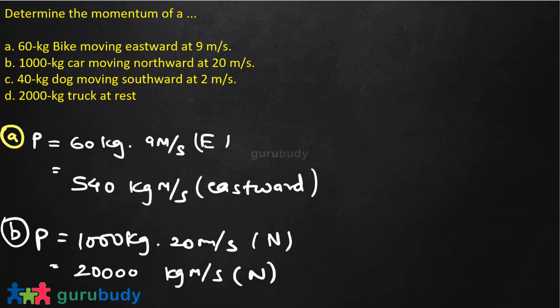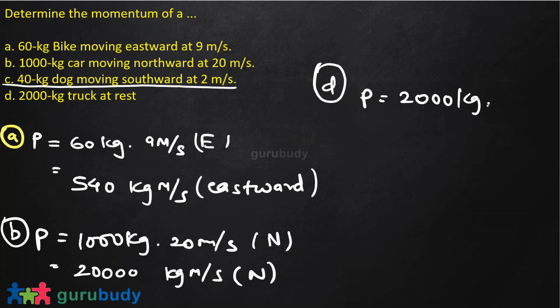I want you to calculate the momentum for part C. I think you can do it. And then D is a little tricky. It's telling us to calculate the momentum of a 2000 kg truck at rest. This would be easy if you think about it, because the momentum is mass, which is 2000 kg, and the velocity is 0, as it is at rest, right? So the momentum is 0. So remember this, momentum is mass into velocity, and don't forget to specify the direction.